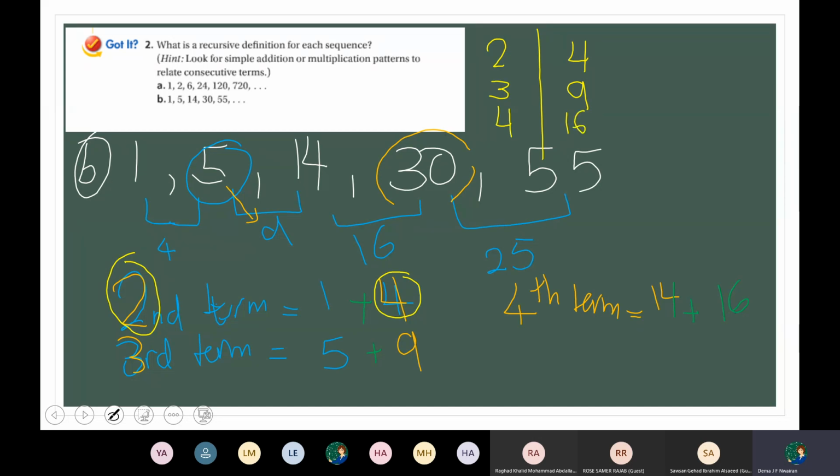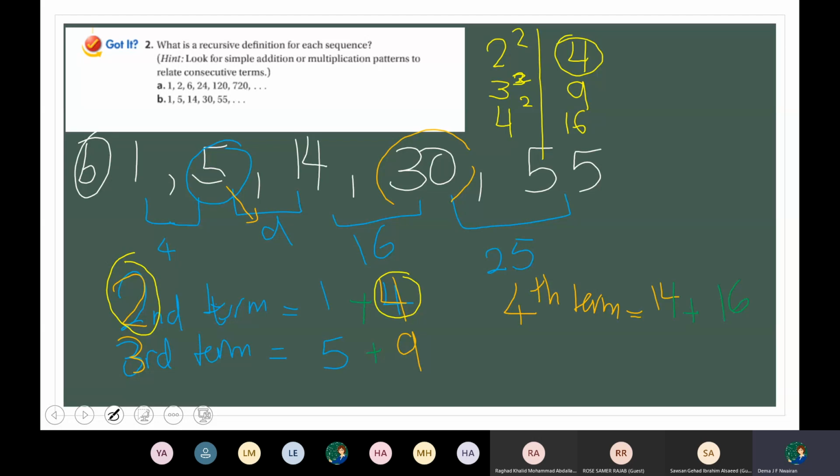What is the relation between 2 and 4, and 3 and 9, and 4 and 16? Is there a relation between them? No. Is there? Yes, grade 10. It is the square of n. Yes, girls. Is it the square of n? We're adding the square of n to each number. Thank you. So here, 2 squared is 4. 3 squared is 9.